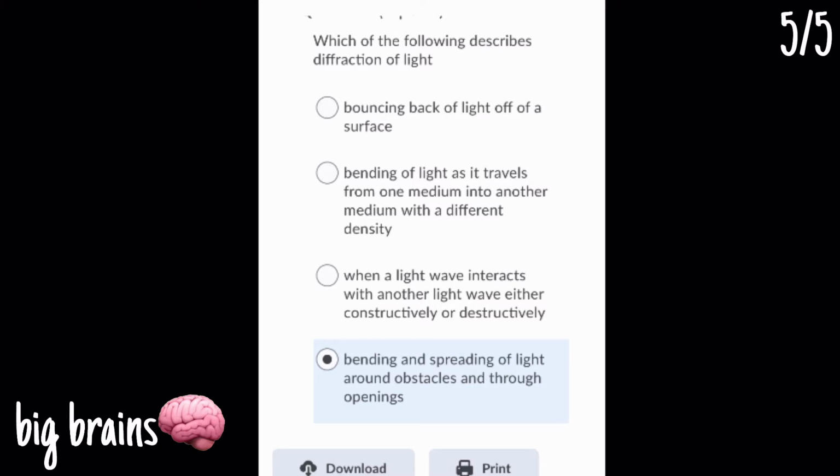Okay, so basically this question is asking what diffraction is, and diffraction is the bending and spreading of light around obstacles or through openings. So if a light wave were traveling and it came across, I don't know, a door, something that just stops it in its tracks, it's going to try its best to bend around it, to go around it, or to go through an opening and spread and try to go back to how it was initially. So that's basically diffraction.